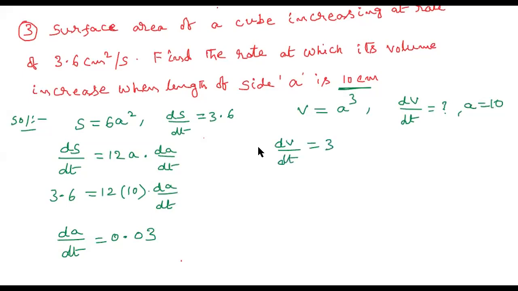Now 3a square, the a value is 10, 10 square means 100, we get 300 into da by dt, that is 0.03. So finally, what we get as the answer, dV by dt is equal to 9. This is also a very easy question. Okay, all of you understood now. Next, I will go to another.